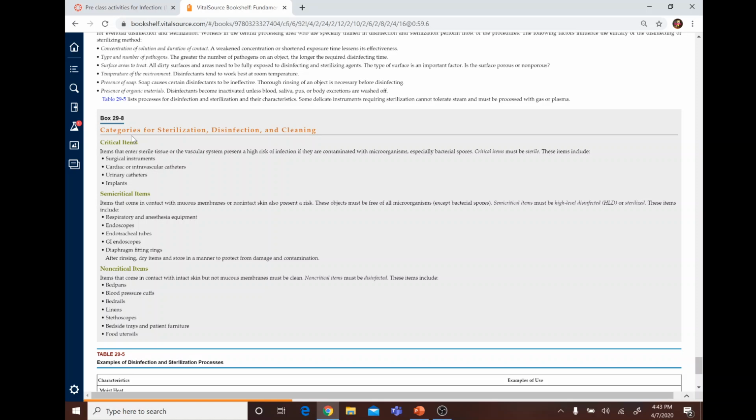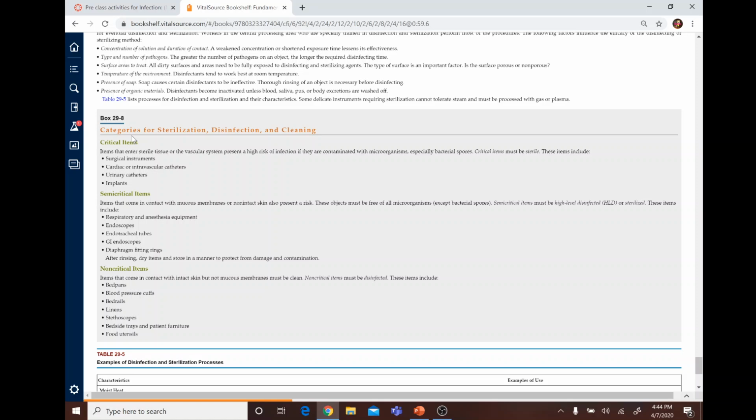Items that come in contact with mucous membranes or non-intact skin also present a risk. These objects must be free of all microorganisms except bacterial spores. Semi-critical items must be high-level disinfected or sterilized. And what are some examples of semi-critical items? Respiratory and anesthesia equipment, endoscopes, endotracheal tubes, GI endoscopes, diaphragm fitting rings.